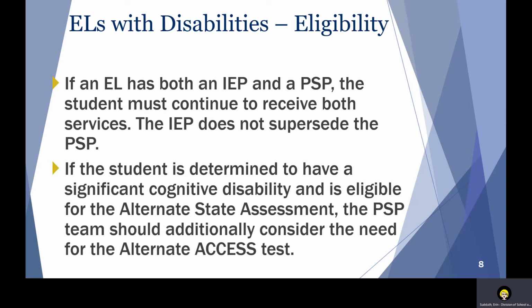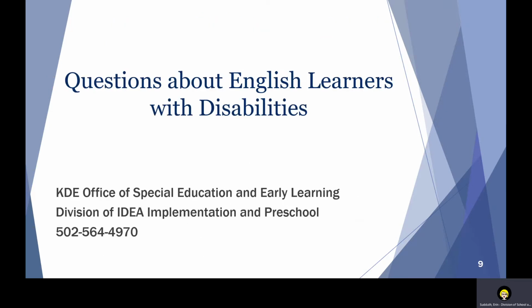If an EL student has both an IEP and a PSP, the student must continue to receive both services. The IEP does not supersede the PSP or vice versa. If the student is determined to have a significant cognitive disability and is eligible for the alternate state assessment, the PSP team should additionally consider the need for the alternate ACCESS test.